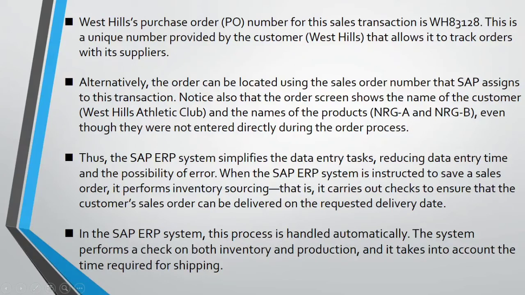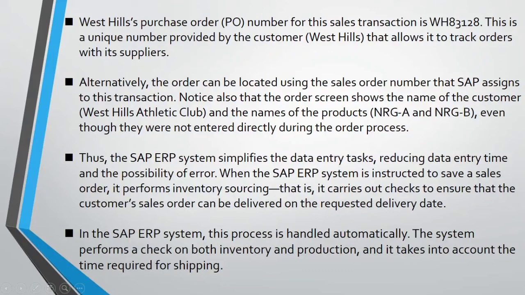So remember that when a customer wants to know when an order could be delivered, the sales clerk had to make phone calls. The SAP ERP system simplifies the data entry task, reducing the entry time and the possibility of error. So when the SAP ERP system is instructed to save a sales order, it performs inventory sourcing. That is, it carries out checks to ensure that the customer sales order can be delivered on the requested delivery date.